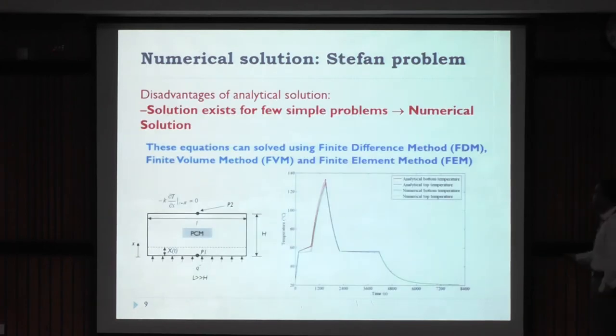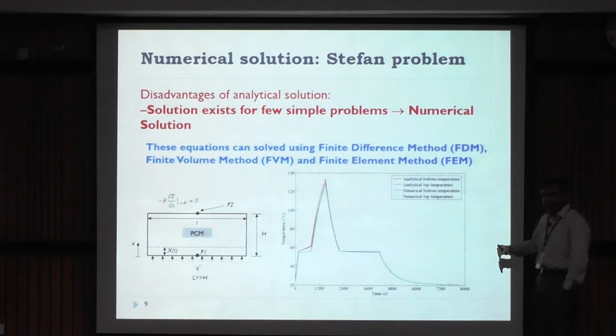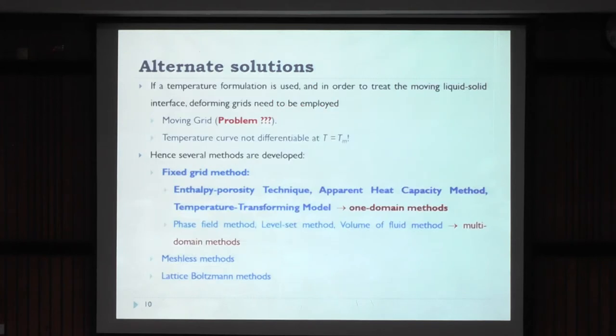However, one biggest problem of this case is that this analytical solution exists for only a few problems. So you need to go for a numerical solution, and when you go for the numerical solution, three well-famous schemes are available, which are finite difference method, finite volume method, or finite element method. You have to employ them to discretize the equations. So basically what we will try to do is transfer that partial differential equation to an algebraic equation, and then we will use these methods to solve those equations.